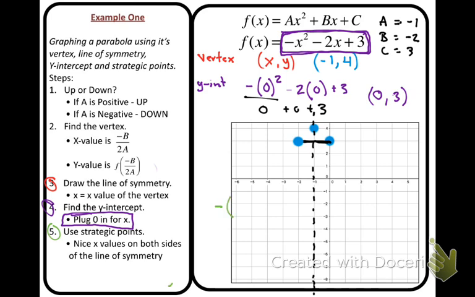So we have negative, instead of x, I'm going to put 1 squared minus 2 times 1 plus 3. See, 1 squared is 1 times that negative 1 on the outside gives me negative 1. Negative 2 times 1 is negative 2 plus 3. And that simplifies out to 0. Negative 1 minus 2 is negative 3 plus 3 is 0. So for my strategic point, I plugged in 1 and I got 0. And that's my other coordinate. So I go to (1, 0).